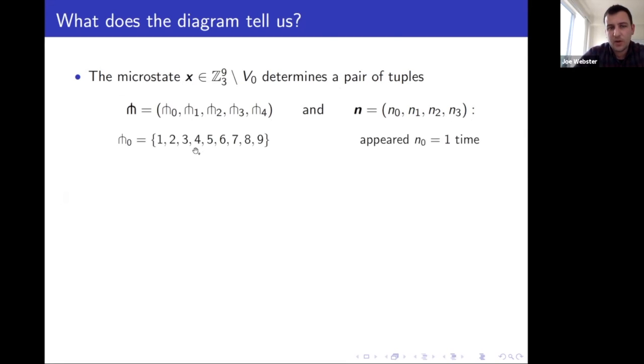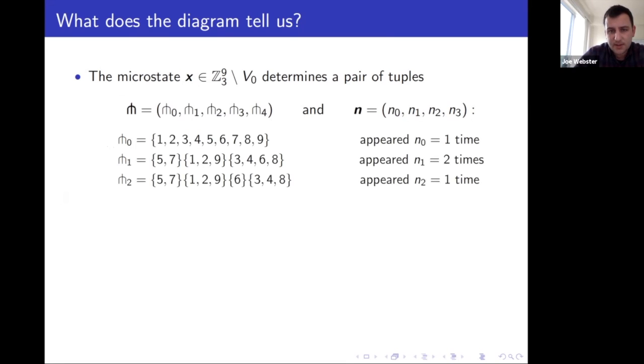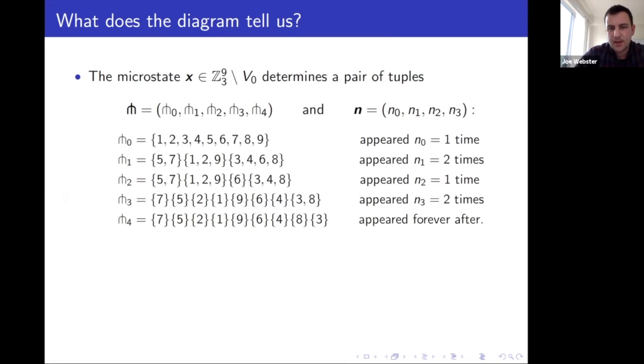So we had the trivial partition, it appeared once. That's why n0 is 1. This partition appeared twice in a row. That's why n1 is 2. This one appeared once, then this one appeared twice. And then finally, this one appeared forever after, so it's not going to have an n4. That's why this tuple is always going to be 1 less than the length of the other tuple. Okay, so we've got a sequence of partitions, and we've got a corresponding tuple of natural numbers that goes along with it.